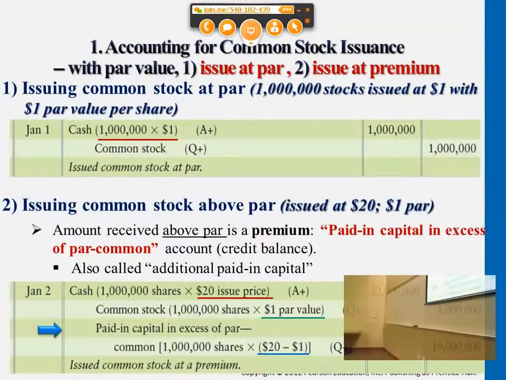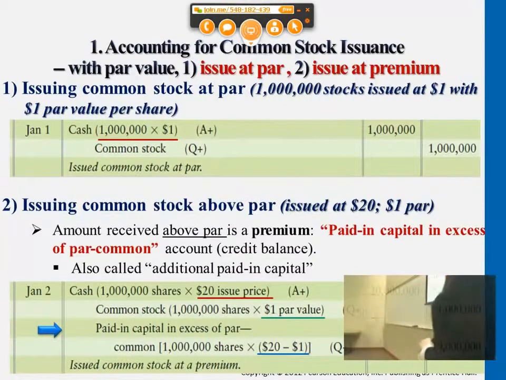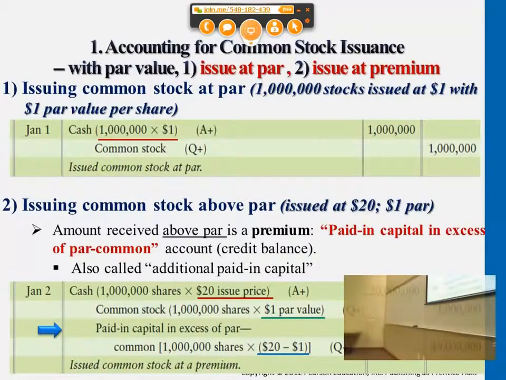Now the debit side for cash here is always the market price, or the issue price, times the number of shares. In the first example, the market price is the same as par, so it's $1, and you're collecting $1 million. In the second example, the market price is $20, you're issuing 1,000,000 shares, so you're getting $20 million. On the right-hand side, we want to separate what part is the face value and what part is above face value.